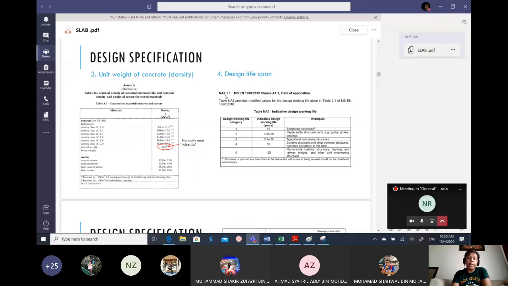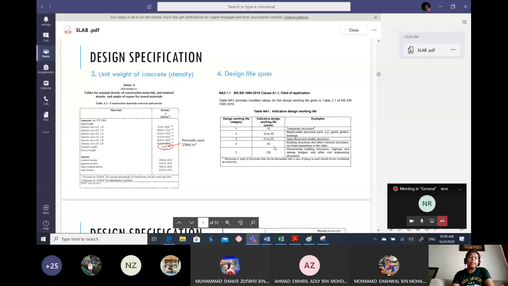Macam ni adalah refer kepada National Annex, okay, Malaysian Standard, Eurocode 1990-2010, Class A11, field of the application. Okay, kita boleh tengok, untuk 10 years, 10 to 30 years, 15 to 25 years, 50 years and also 120 years. So biasanya kalau untuk rumah, bangunan, kita guna 50 years lah. Building structure and other common structure not listed elsewhere in this table. Kalau temporary structure cukuplah untuk 10 tahun. Kalau macam bridge, yang mega structure, boleh guna untuk 120 tahun, which is S5.